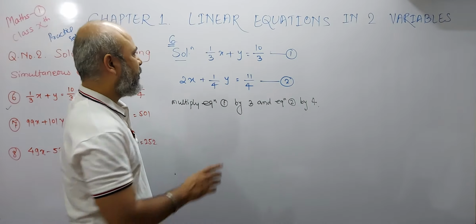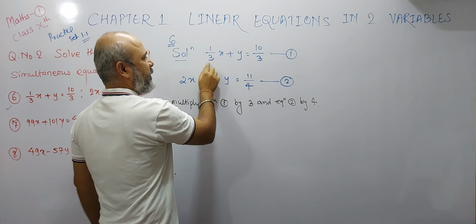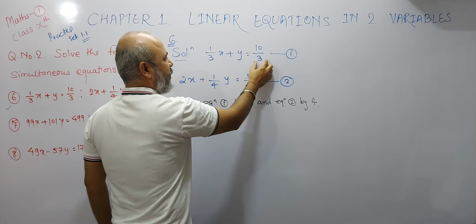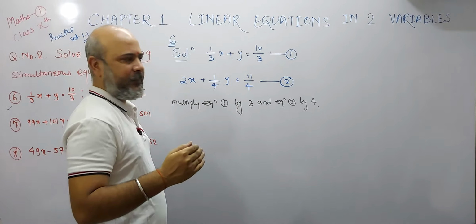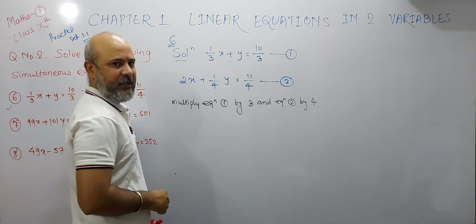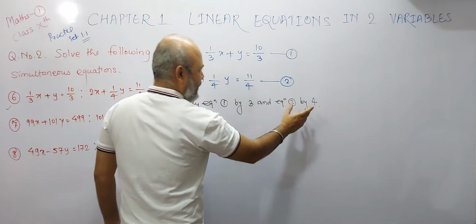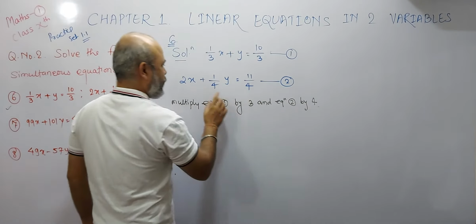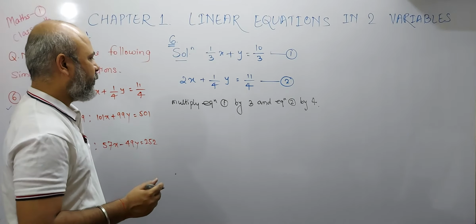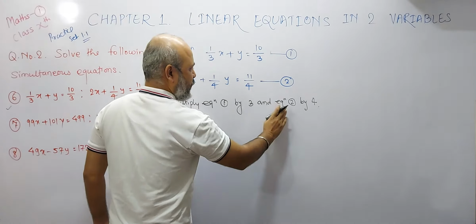Why? Because in the denominator, in the first term, 3 is there, and on the equal side again in the denominator 3 is there. So when you multiply equation 1 by 3, this 3 and this 3 will cancel out. Similarly for the second equation, if you multiply equation 2 by 4, this 4 and this 4 will cancel out. Therefore we are going to multiply equation 1 by 3 and equation 2 by 4.